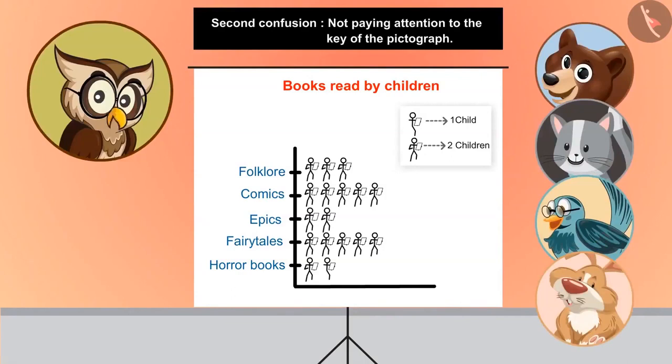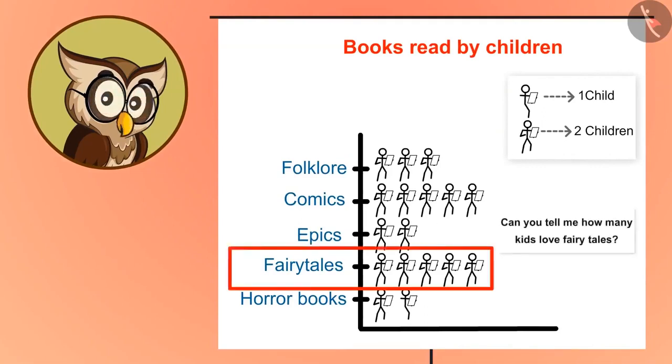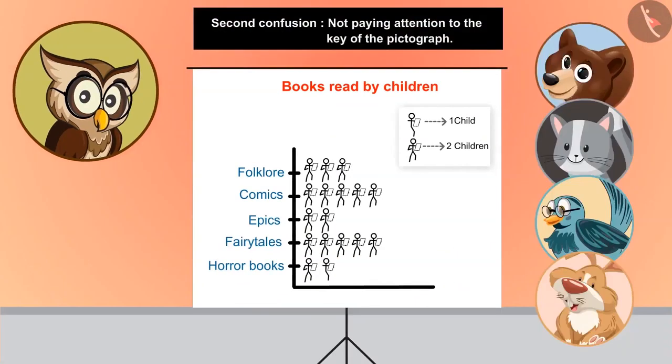Sometimes it has also been seen that while looking for answers from the pictograph, children do not pay attention to the key given on it. In this pictograph, we are showing a relation between the children's books and the number of kids who like them. By looking at the pictograph, can you tell me how many kids love fairy tales? 5. Let me say 10. Chi-Chi has rightly answered this question.